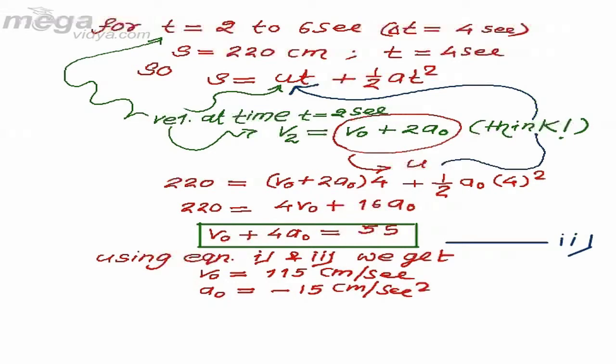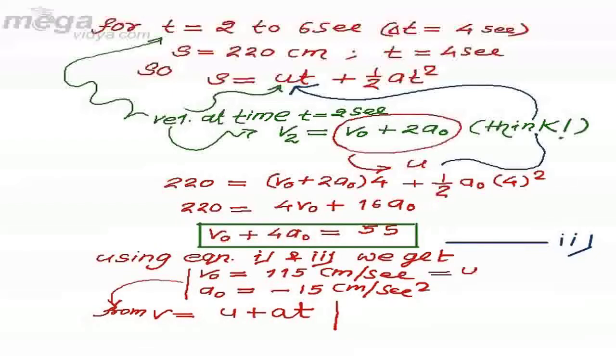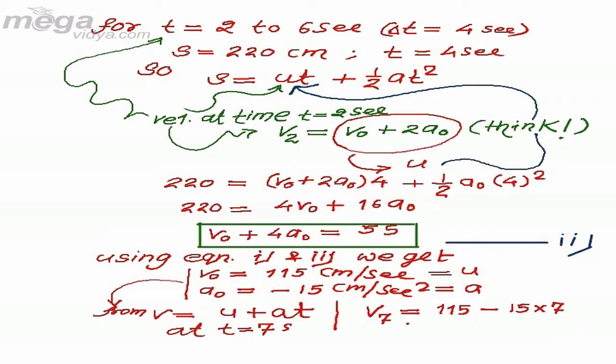If we put these two values in equation number 1, which is v equal to u plus at, with the initial velocity u and acceleration a, then the velocity at t equal to 7 seconds, v7, will be 115 minus 15 into 7, which equals 10 centimeter per second, which is our final answer in this case.